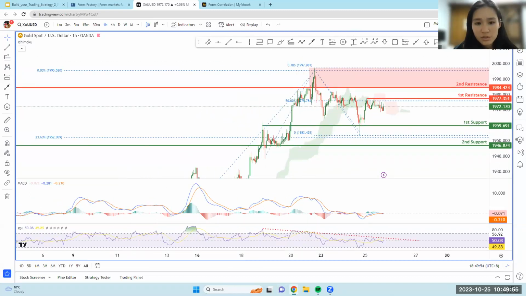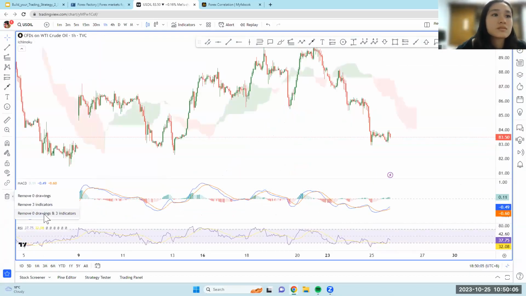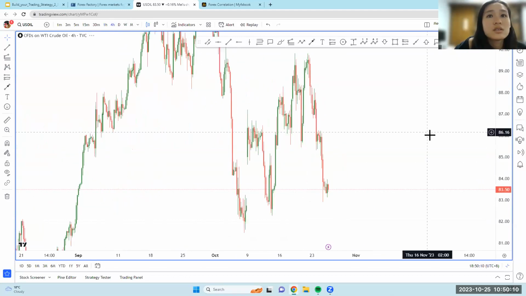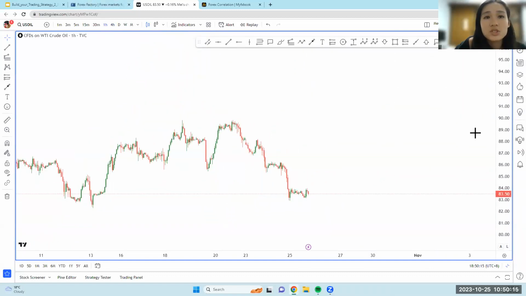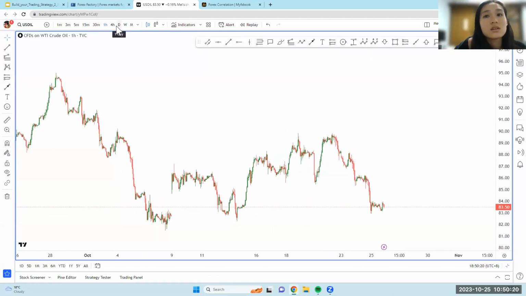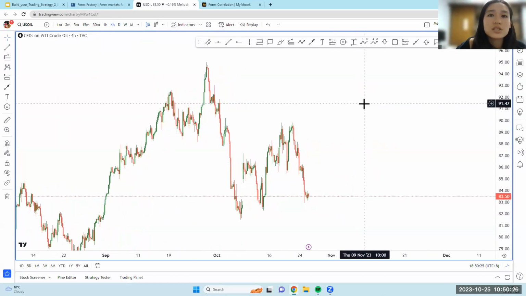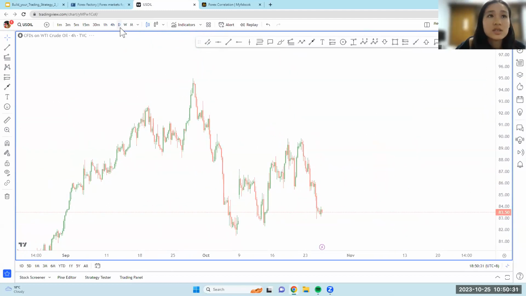We have a request for US oil, so I'll go ahead and do that now. Let's see which of the 4 hour or 1 hour time frames gives us a clearer chart. I think the 4 hour gives us a clearer chart, so let's go ahead and do that.